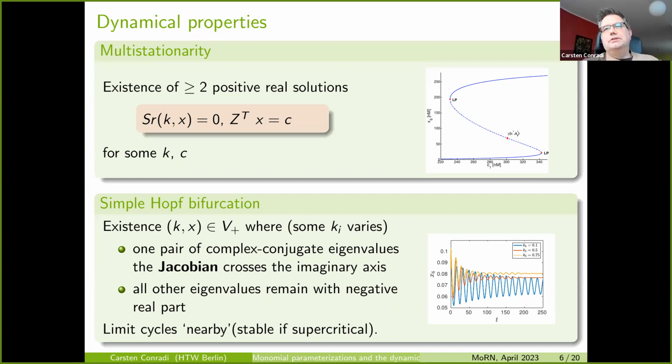And this is of interest because close to this point, you can have oscillations, you can have a limit cycle, and if the bifurcation is supercritical, then you have a stable limit cycle. What is depicted here is a simulation that I did for various rate constants close to one of these bifurcation points, and one sees that the blue curve seems to approach one such limit cycle. Okay, this was the motivation.